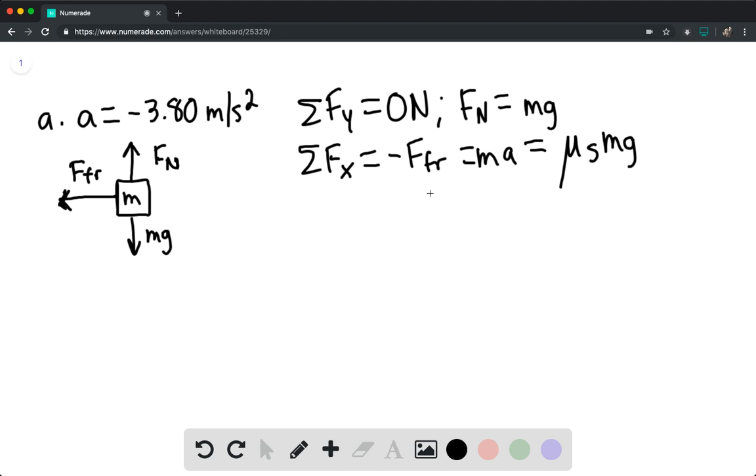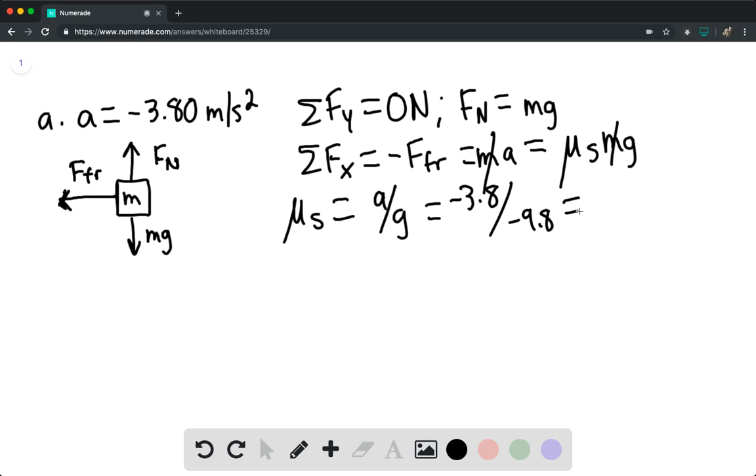And we can solve. So the masses cancel out, and mu s equals a divided by g. So this will simply be equal to negative 3.8 divided by negative 9.8, and this equals 0.388. So this will be our answer for the coefficient of static friction.